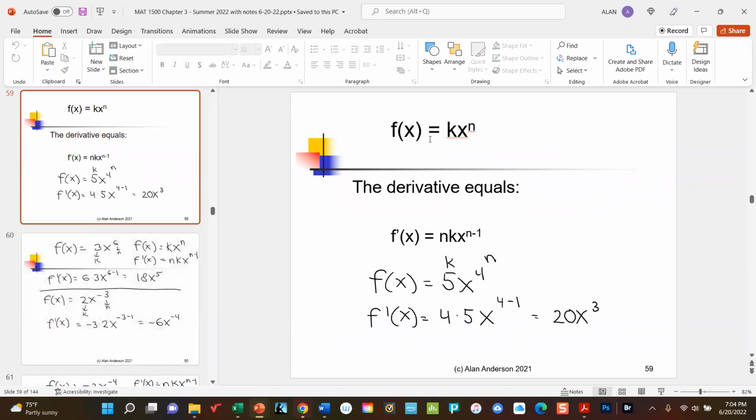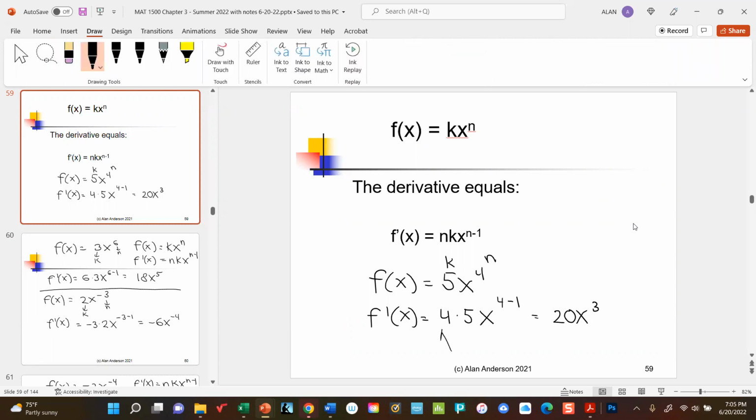Once we have that established, the formal rule says that the derivative is n times k times x to the n minus 1 power. If you start with a function like 5x to the 4th, you're multiplying the entire expression by the exponent 4. The 5x doesn't change, and the exponent of x is reduced by 1. So you're really only doing two things: multiplying by the exponent n, and reducing the exponent by 1. In this case, we ended up with 20x to the 3rd power.